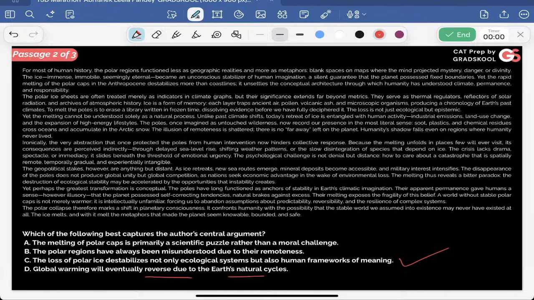Sure. Okay, I'll have that link as well. So this passage was essentially on easy level, right? But then CAT can throw easy horses at you as well.